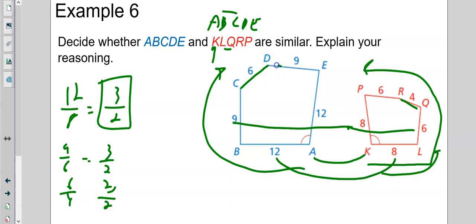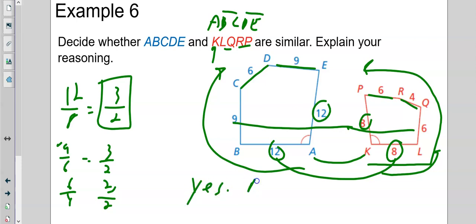All right? How about DE and PR? Again, DE and PR, RP. So we have 9 over 6, which we've already done. So we know that works. And last but not least, we have 12 and 8, which we've already done here. So yes, they all check out. So the answer is yes. All sides are proportional.